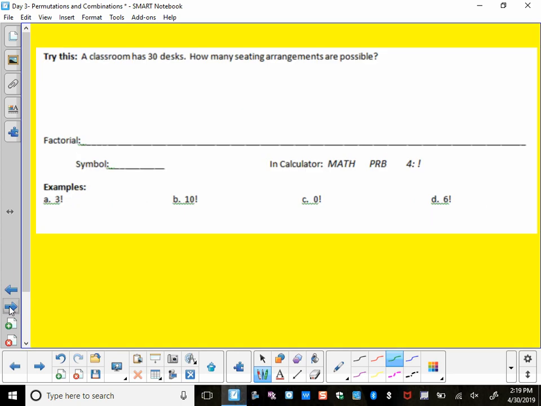Alright, a classroom has 30 desks. Let's imagine we have 30 desks here. How many seating arrangements are possible? Let's say I had these desks numbered. Isaac's desk is 1, that's 2, 3, 4, 5, Jeremy's 6, on and on. If I want to know how many different ways I could move these desks, Isaac could be the first desk, or he could be second, or third, all the way to 30. Does that make sense? So what we're doing here is 30 times 29 times 28 times 27, all the way down to 1.